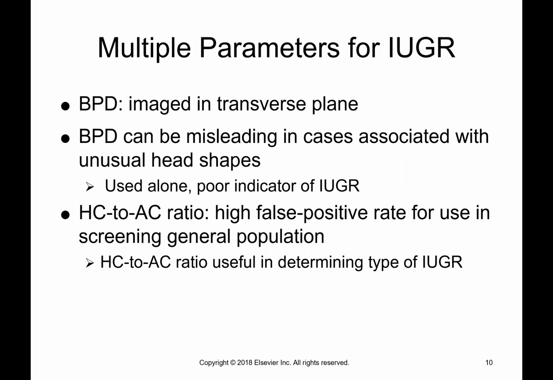So, the multiple parameters for the IUGR: the BPD is imaged in the transverse plane. The BPD can be misleading in cases associated with unusual head shapes like dolichocephaly, brachycephaly. So alone, it's a poor indicator of IUGR. You have to have everything together. The head circumference to abdominal circumference ratio is a high false positive, so that's not really good.